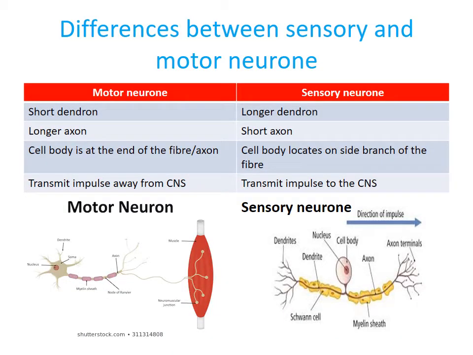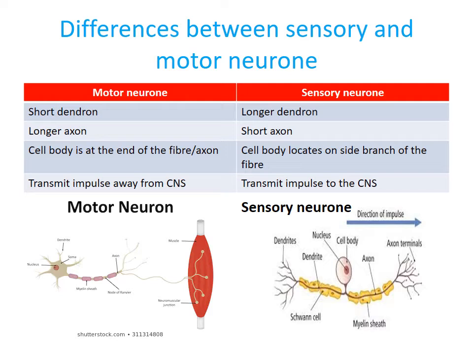Then we will move to the differences between sensory and motor neurons. The motor neuron has a shorter dendron, while the sensory neuron has a longer dendron. In the motor neuron, one of the dendrons becomes much longer than the other dendrons and produces a larger axon. So the motor neuron has a long axon, while the sensory neuron has a shorter axon.